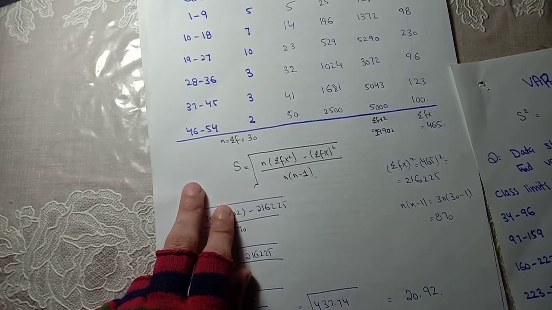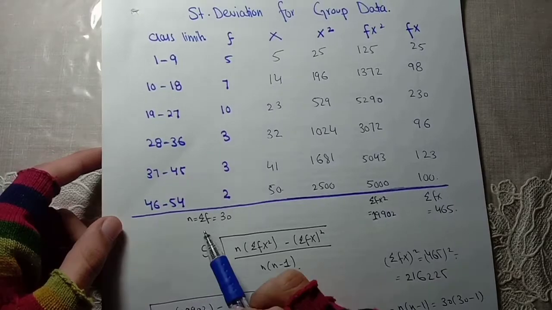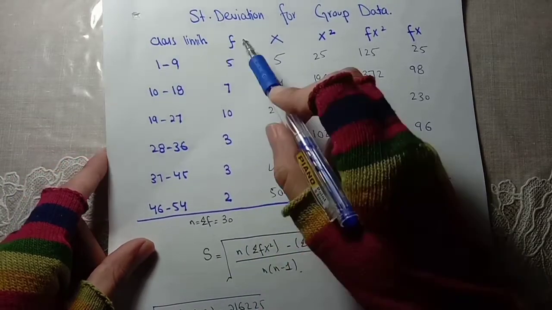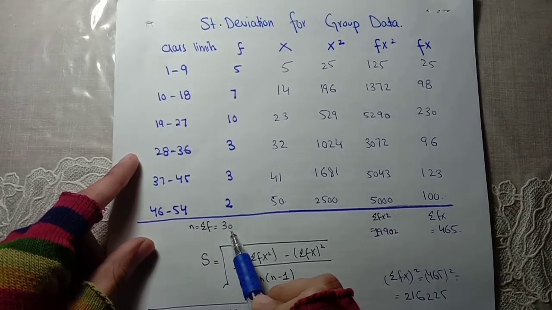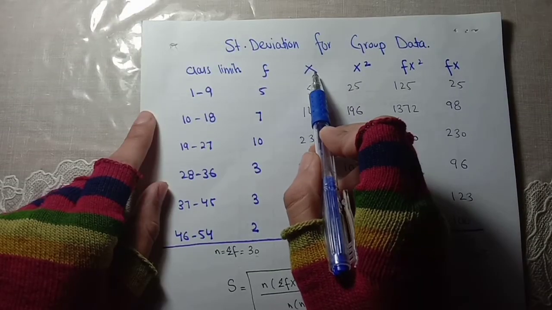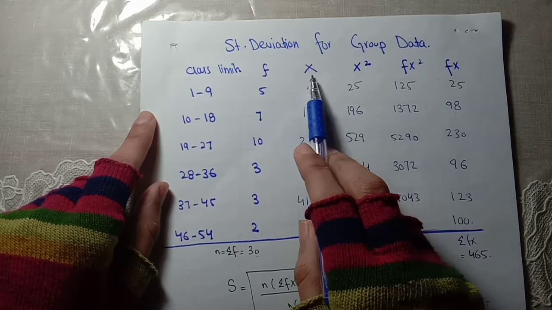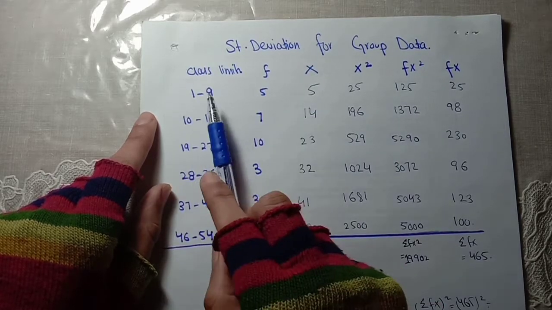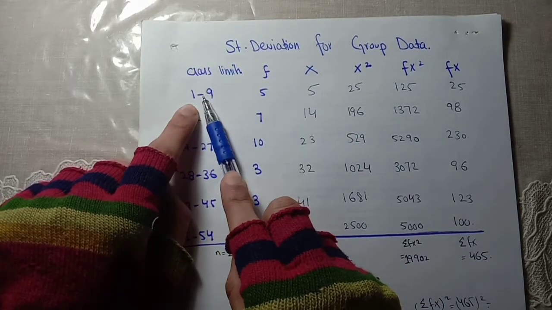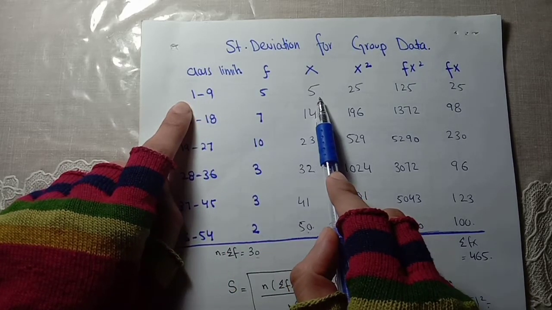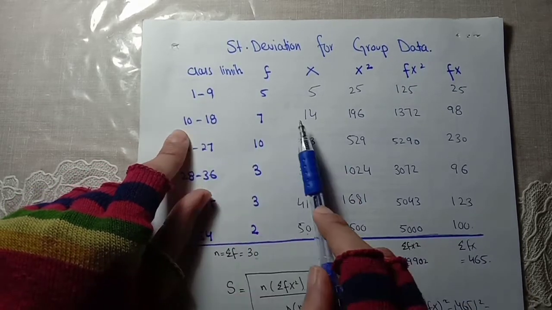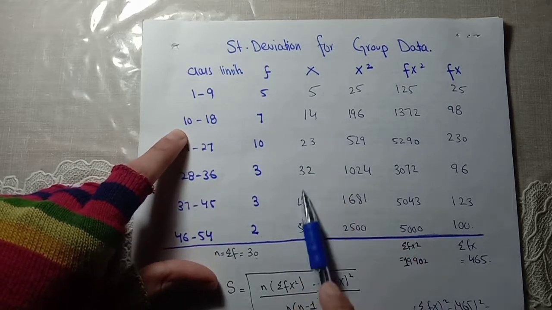The value of n for grouped data is the summation of f, and we have added the values of this column and got our n. x for grouped data is the midpoint, and we get the value of x by simply adding the values of the class limits and dividing by 2. Like 9 plus 1 divided by 2, we get the midpoint, which is 5, and 18 plus 10 divided by 2, we get 14, and so on.